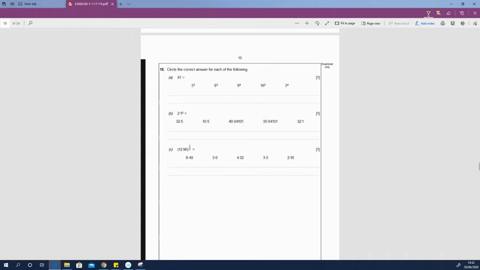Question 15. Question 15 asks us to circle the correct answer for each of the following. 81 is equal to 3 to the power 3, 9 to the power 3, or any of the others.